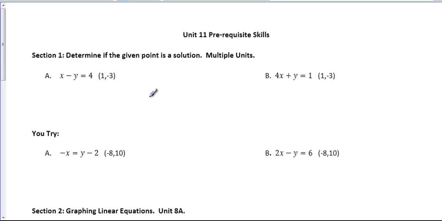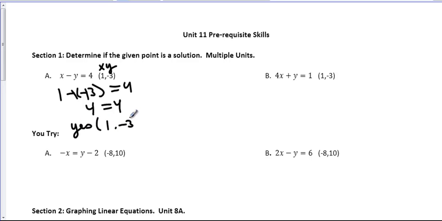Section 1 deals with determining if a given point is a solution, and we've done this multiple times throughout the year. Basically what we're doing is we're taking the point, x, y, we're going to substitute it into the correct location in the problem, and then we're going to simplify. So that would be 4 equals 4, which of course is true. So we would say that yes, 1, negative 3 is a solution.